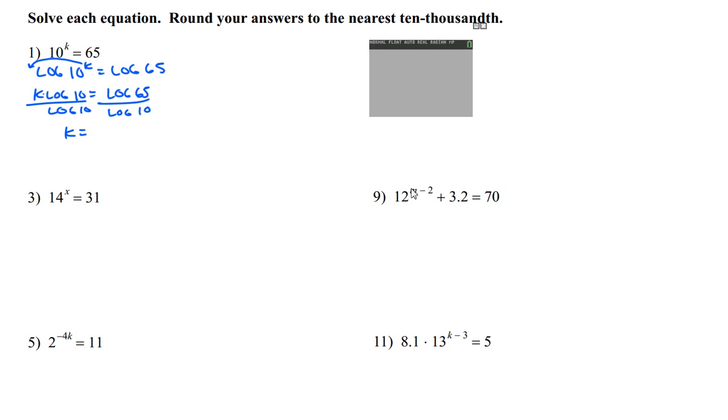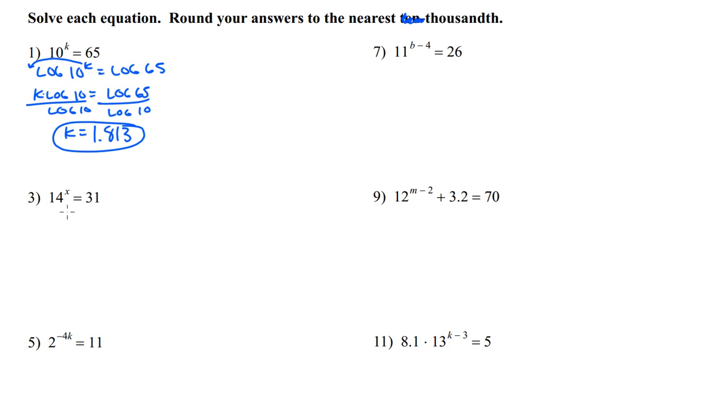Let's find the log button. There it is. So I'm going to do log 65 equals, and then divide by log 10, which hopefully you recognize is just dividing by 1. Log 10 is just 1, so we get 1.8129. It says round to the nearest 10,000th. I think I changed this on our worksheet to the nearest thousandth. So 1.813, we'll call it. Round to the nearest thousandth.